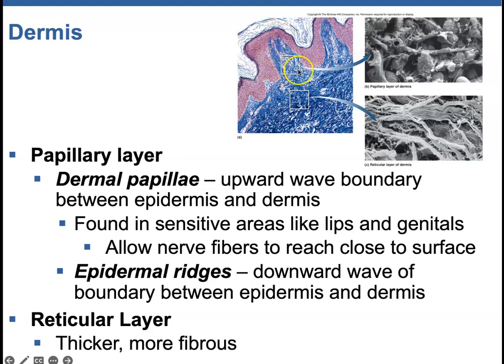And then what this is also going to provide are these things called epidermal ridges, which are going to help provide that region where you have your fingerprints in the palms of your hands and then also on the bottom of your feet. And then the reticular layer obviously is going to be the thicker layer.